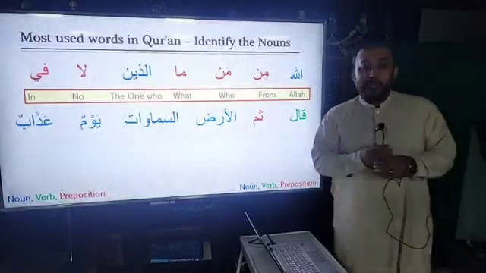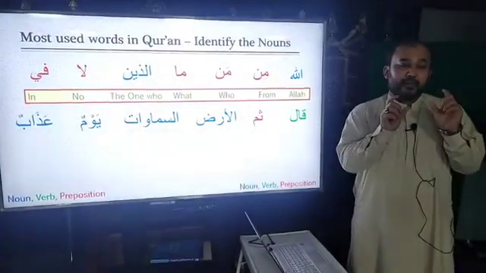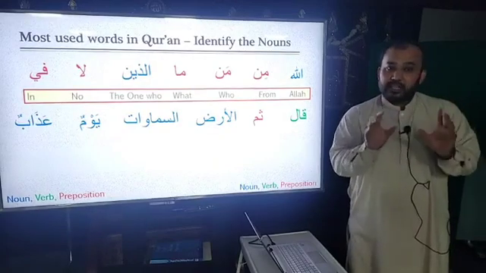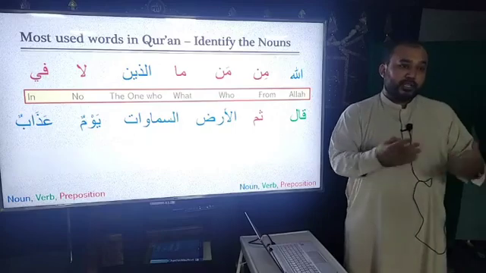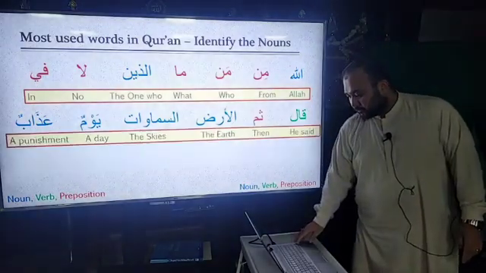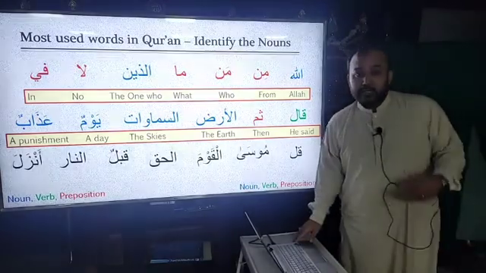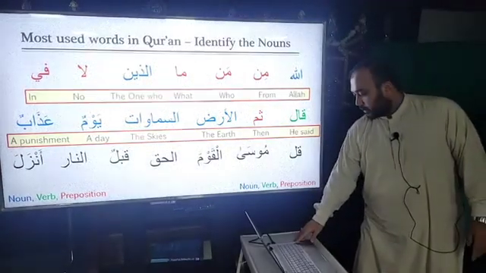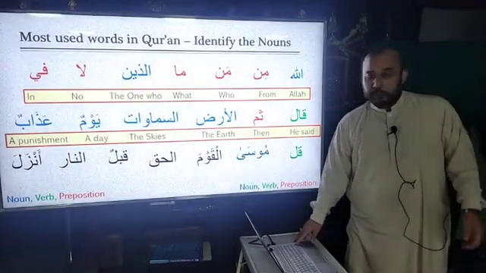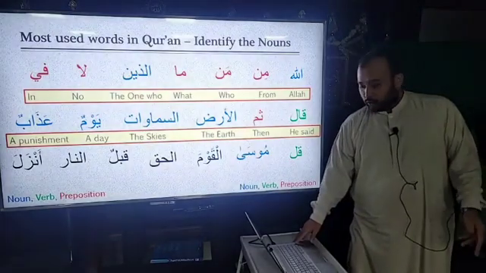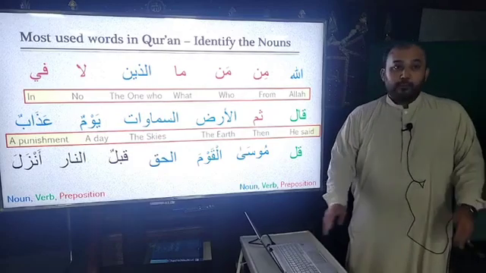Sometimes some things we see may have the same letters and look the same to us, but we have to know the meaning, and then we can know what they are. That's that one. Next one, last line. Qul, say, is a verb. Musa. Al-Qaum, the people. Al-Haq, the truth. It is a noun.